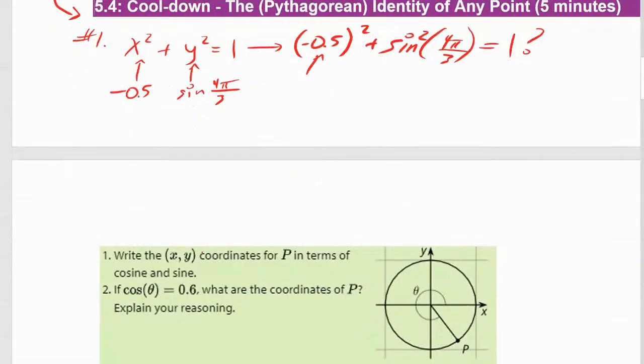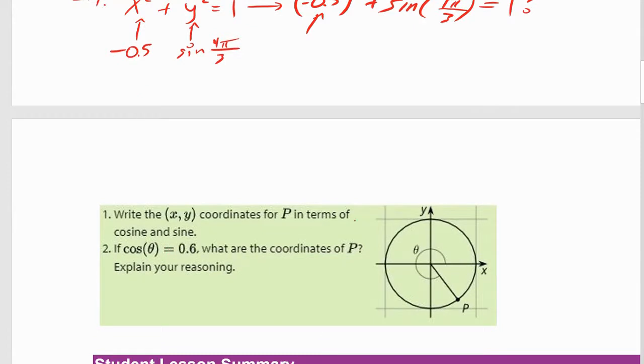All right, your cool down is very much of what we just did. You want to write the exact coordinates of P, and you probably want to be able to use a right triangle. So you want to draw a right triangle and use that. And then they say in terms of sine and cosine. So you're going to have cosine of something, comma, sine of something, right?